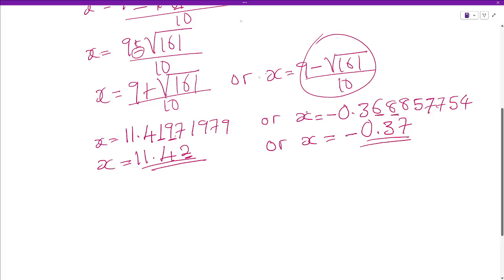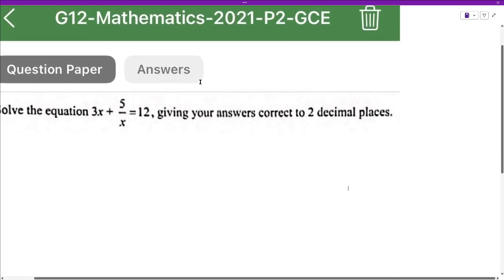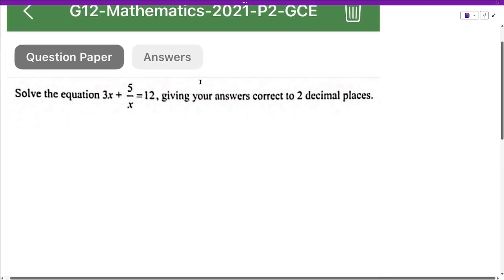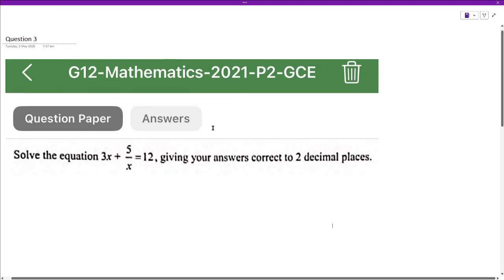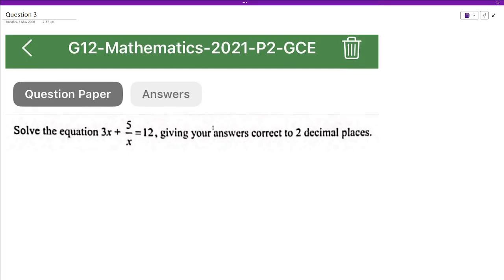And we are done. We now go to an interesting question. Let's try to zoom in a little. Okay, looks like we're too zoomed out. Just try to zoom in. Okay, I think somewhere there. Okay, and we already have enough space downwards. So this one is coming from 2021 paper 2. It was written by the GCE candidates in 2021. Okay, so this one was a bit different.